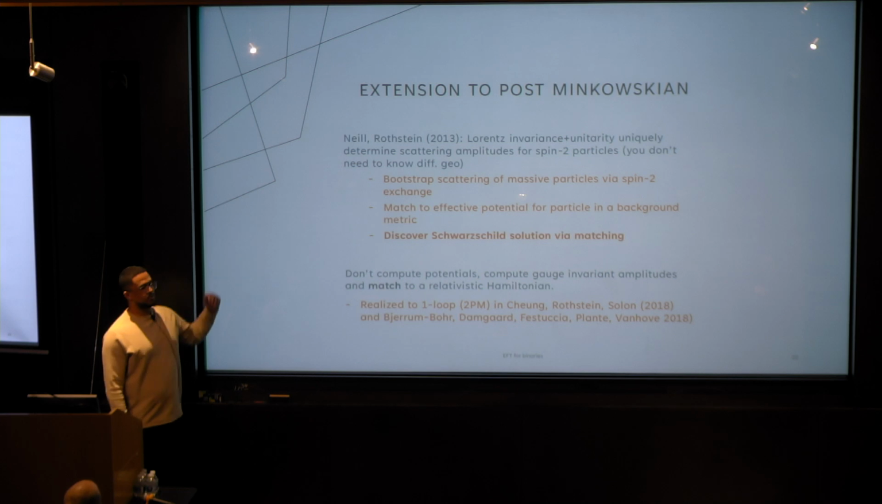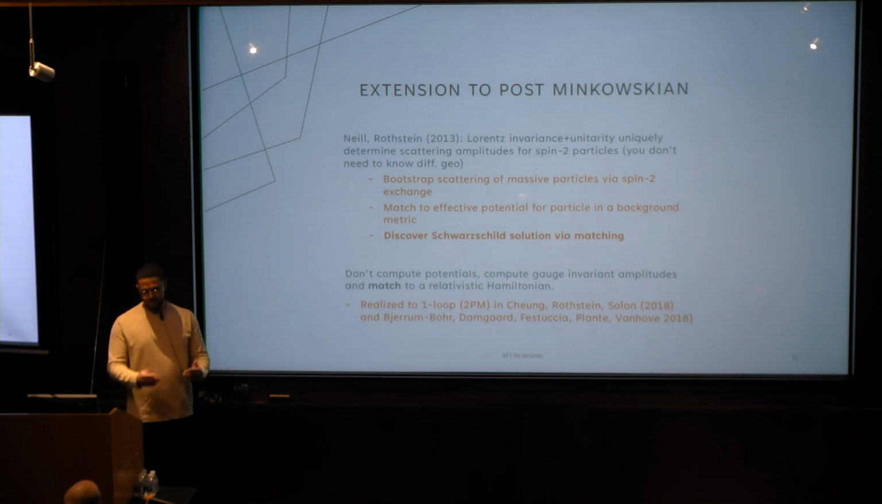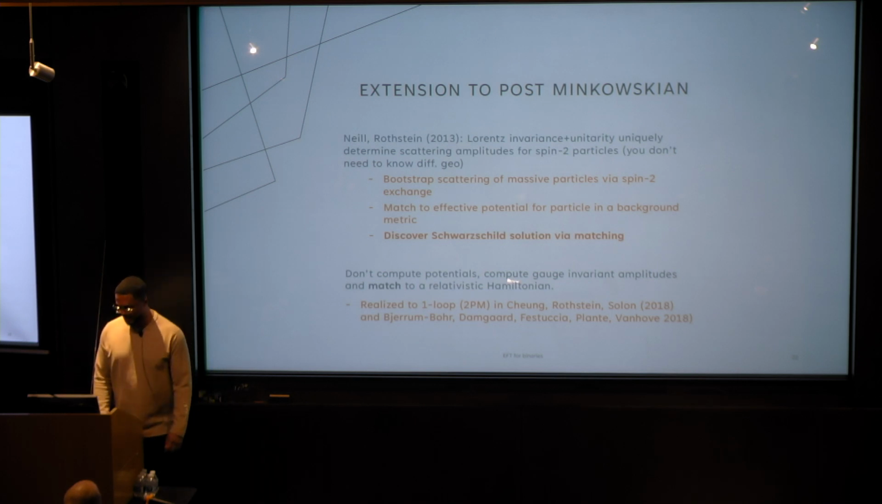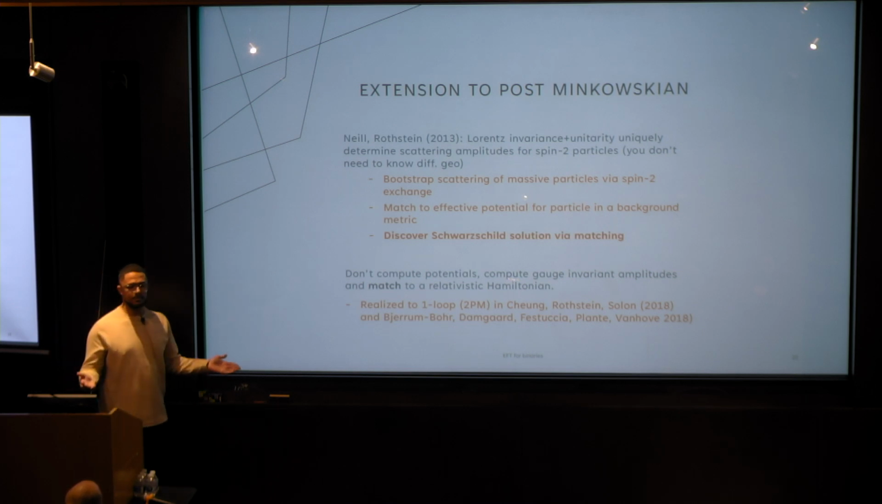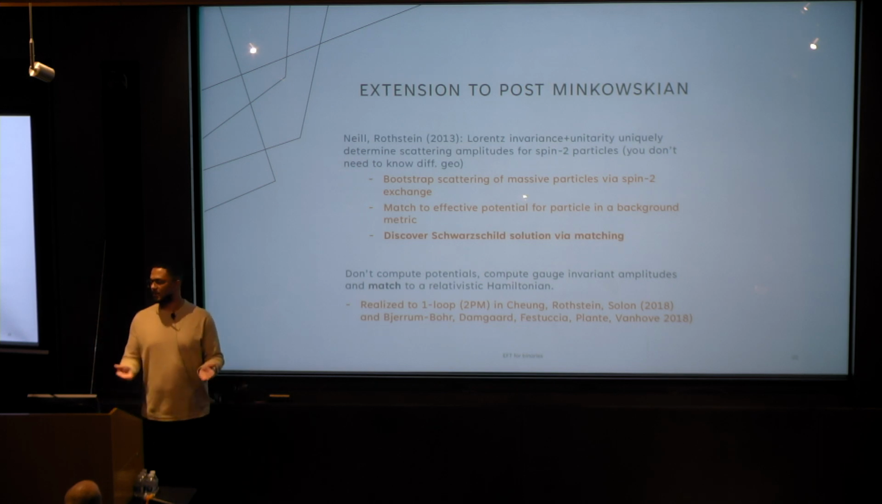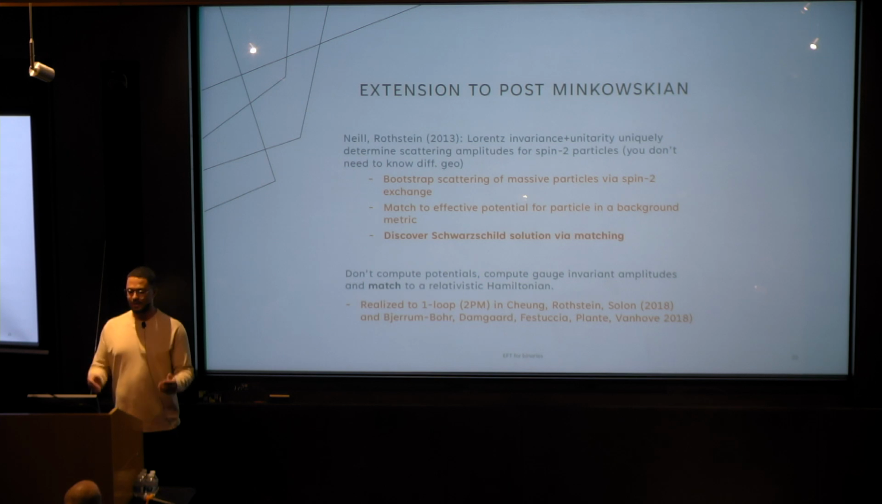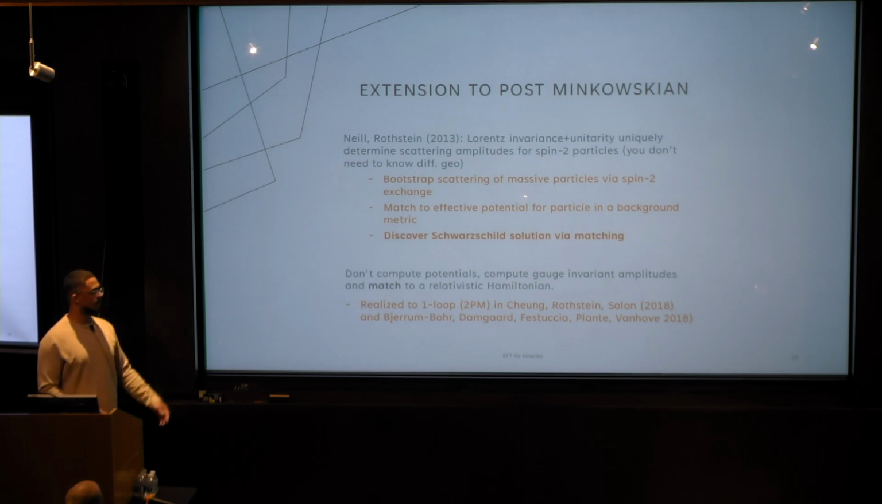In fact, I can bootstrap these. I don't have to write down an action. I don't have to write down Feynman rules. I can just write down the amplitudes because they're sufficiently constrained. And the same is true for scalars coupled to massless spin 2. So what they said is, in principle, one should be able to compute these scattering amplitudes just from a bootstrap perspective, and match to some kind of effective potential for a particle moving in a background, so a particle moving in an effective metric. They did this at leading order, and they discovered, without solving Einstein's equations, at least the linearized Schwarzschild metric.